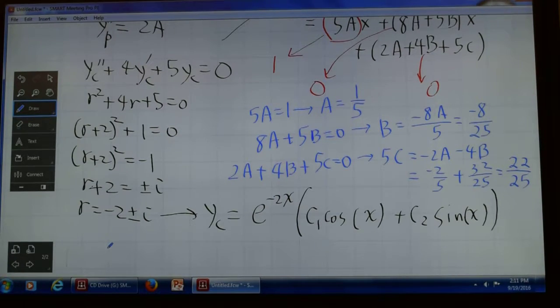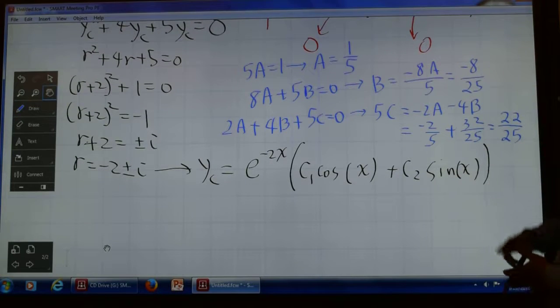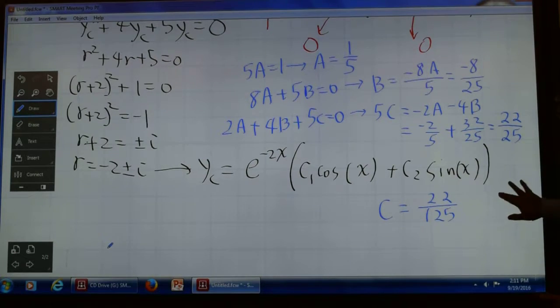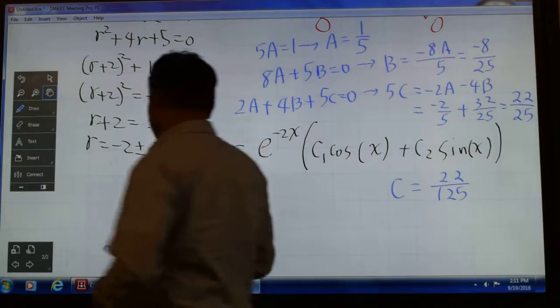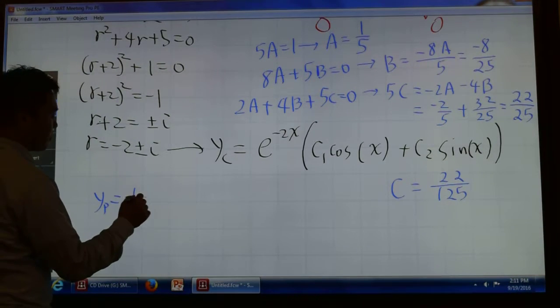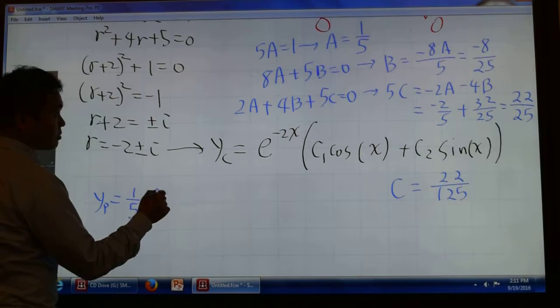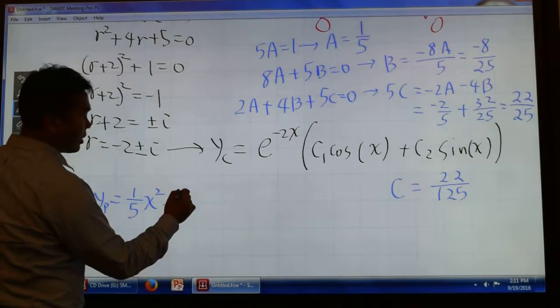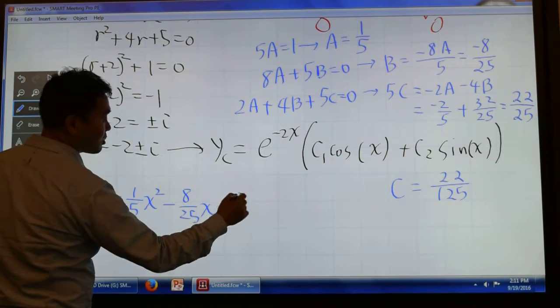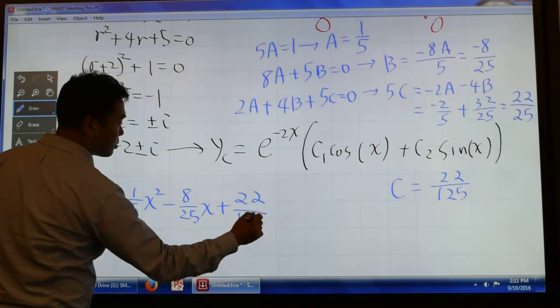So that's why we get 1/5, negative 8 over 25. Oh, no, we're not done yet. We have to divide by 5, right? So dividing by 5, we get c equals 22 over 125. And plugging those numbers back in, we see that the y particular is equal to 1/5 of x squared minus 8 over 25 x plus 22 over 125.